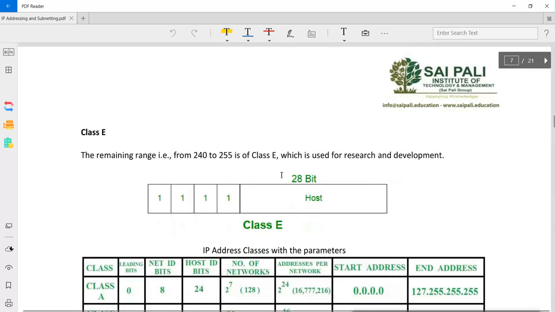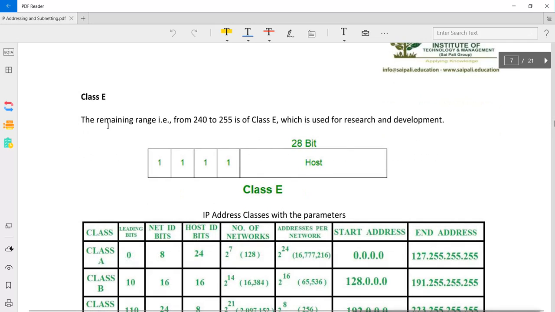Then the last class is what? Class E. It remains, that is from 240 to 255. Now 255 means it is the end. We can't go more than 255 because we have only 8 bits.